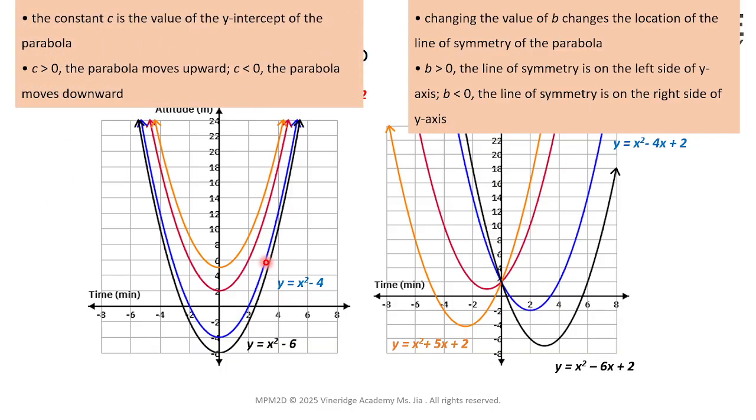For your constant c, the constant c is the value of the y-intercept of the parabola, right? So when c is greater than 0, the parabola moves upward, and when c is smaller than 0, the parabola moves downward. So c is an easier one, right?